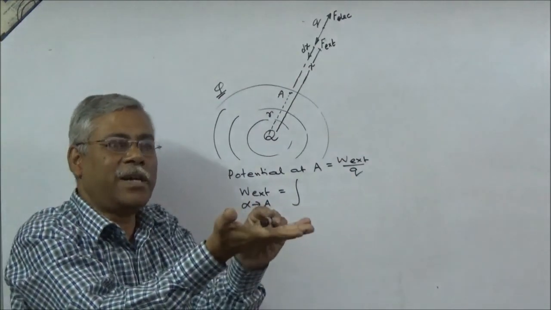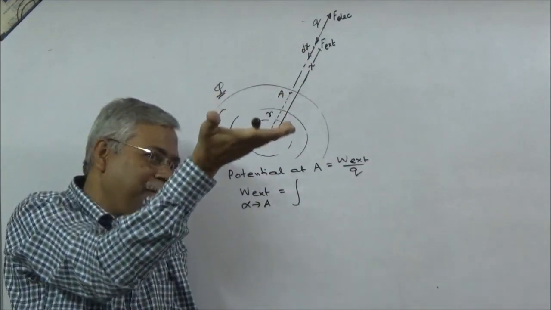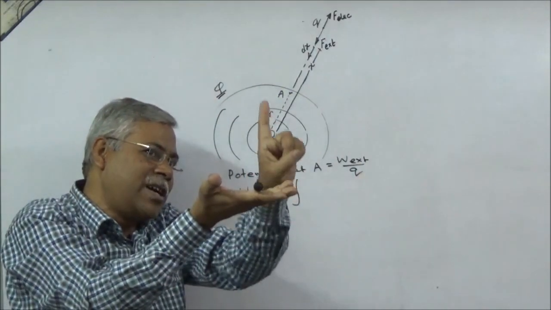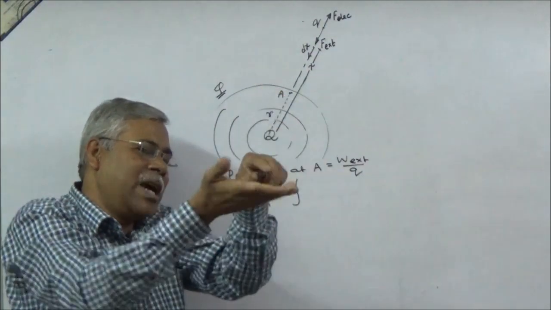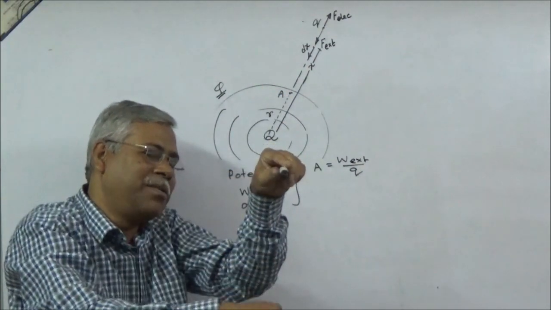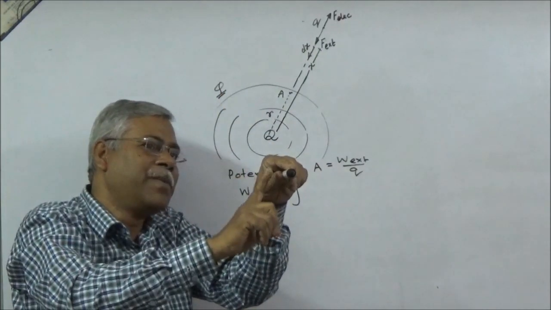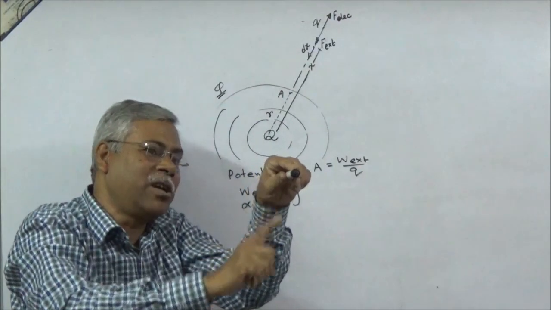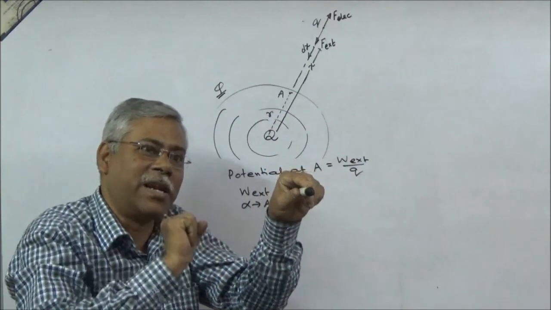So I have exerted the force when I am bringing it from infinity to this position. I have exerted the force in the upward direction. So this is F external. And what is F gravity? F gravity is downward. F external is upward. By definition, potential is the work done by the external agent force.